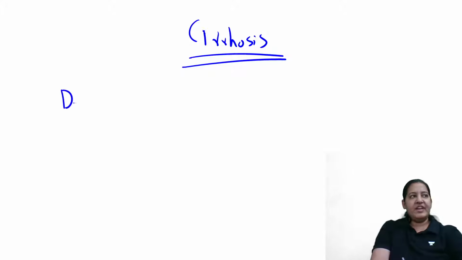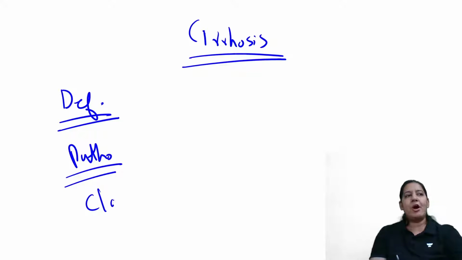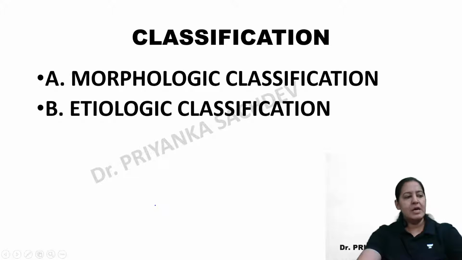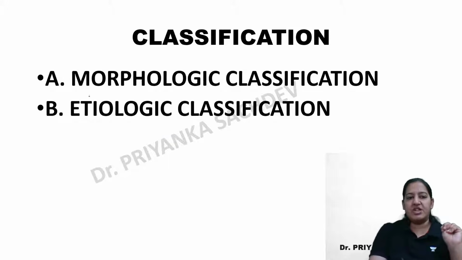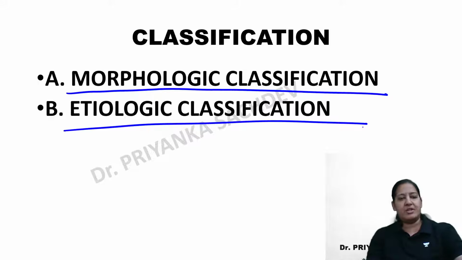Till now, we have studied cirrhosis, right? We have studied the definition of cirrhosis. What is cirrhosis? After the definition of cirrhosis, we have seen the pathogenesis of cirrhosis. After the pathogenesis, now I am teaching you the classification of cirrhosis. Shall I continue with classification of cirrhosis? So in the classification of cirrhosis, there are 2 types of classification: morphological classification and etiological classification.